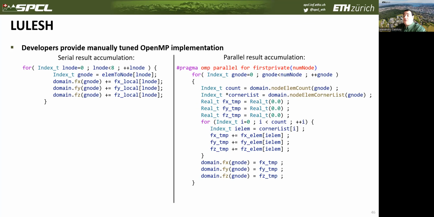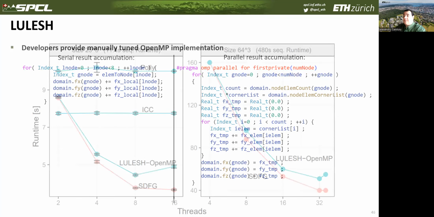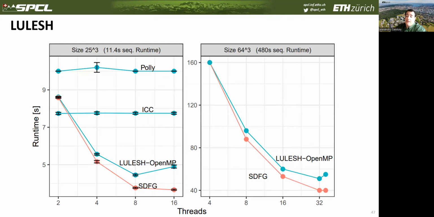Surprisingly, not only were we able to outperform the other parallelizing compilers, we are even able to outperform the version of this program manually tuned by the developers themselves. Because we do not rely on a more complex reduction scheme, but rather just on parallelizing the serial version, we are able to outperform the parallel version of LULESH by up to 20%.